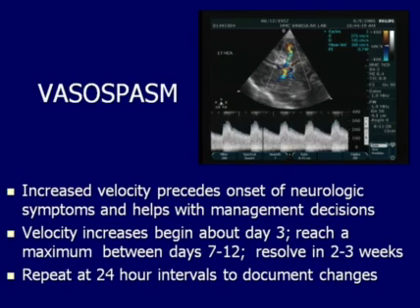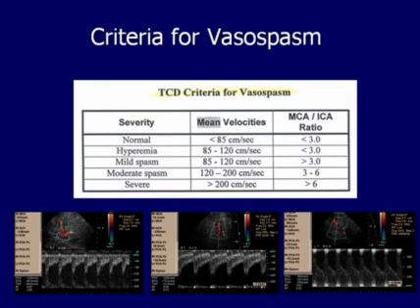There are temporal changes that go on in these intracranial vessels. It doesn't happen immediately after a subarachnoid hemorrhage, but can happen about day 3 or so, 3 or 4. Velocities can increase at about a week and then generally resolve in 2 to 3 weeks. Most places that do this type of monitoring repeat the transcranial Dopplers every day for a routine interval of probably 7 to 10 days or more.